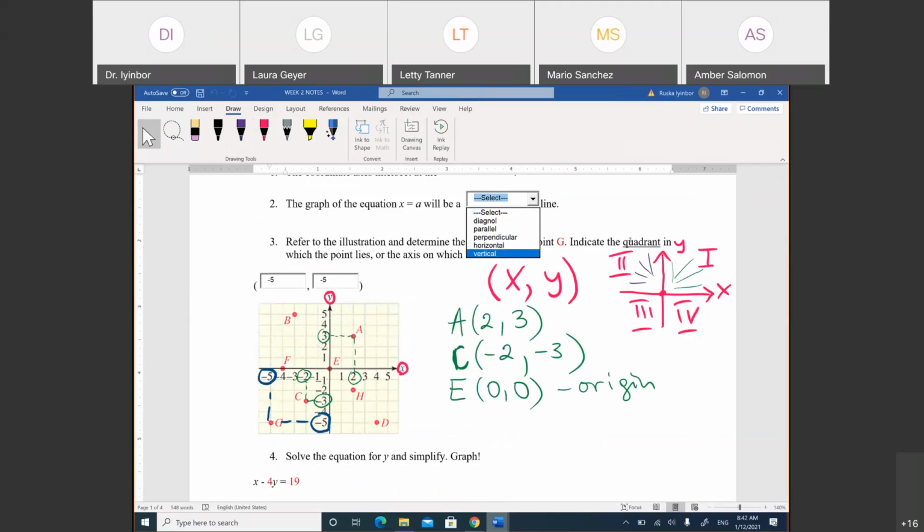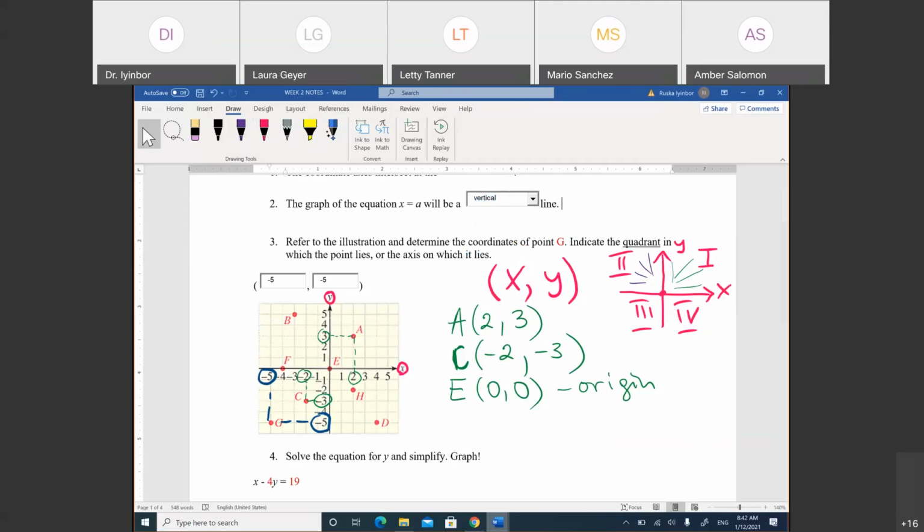Now let me explain what is diagonal. Diagonal means like if you have a square, when you connect two opposite angles, that's going to be diagonal. Parallel means two parallel lines, they never cross each other. Perpendicular lines like x and y, they cross each other in 90 degrees. Horizontal I show you, and I show you vertical also. Okay? So the answer for number 2 is a vertical line.